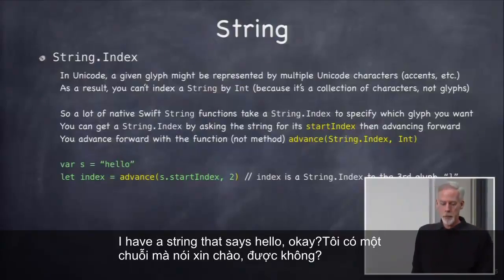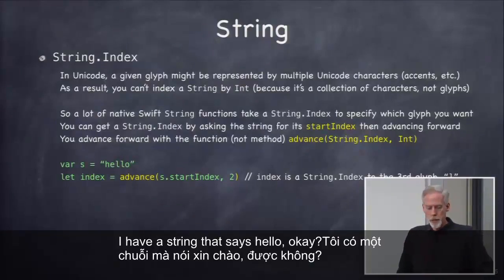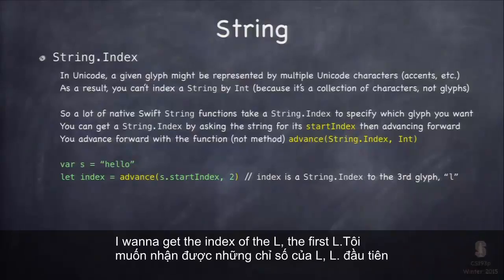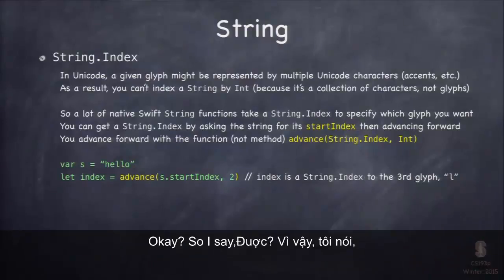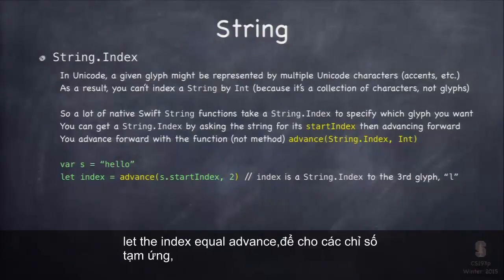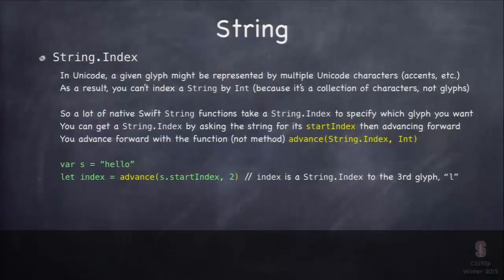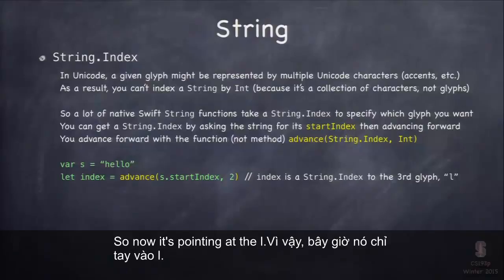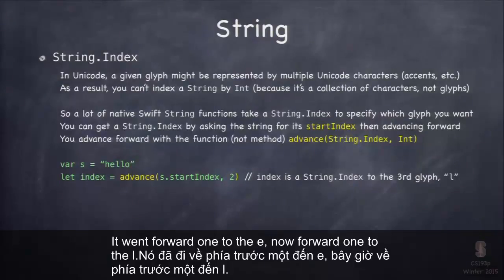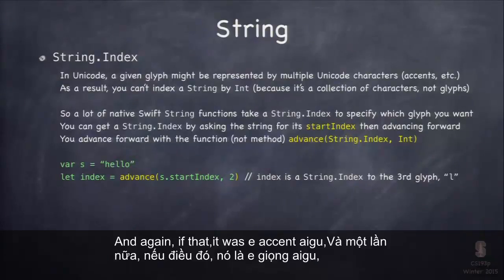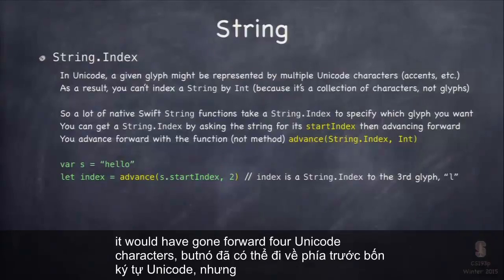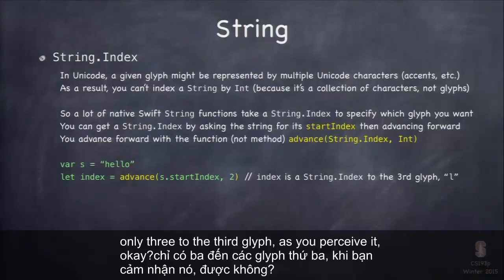So here's an example. I have a string that says hello. I want to get the index of the first L. So I say let index equal advance the start index of that string, go forward 2. So now it's pointing at the L. It went forward 1 to the E, now forward to the L. And again, if it was E accent aigu on the U, it would have gone forward 4 Unicode characters, but only 3 to the third glyph as you perceive it, okay?